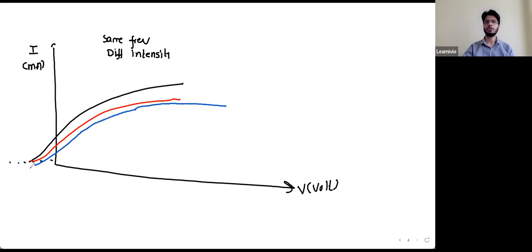For all 3, your stopping potential is the same. Stopping potential is not changing. The frequency is same, only intensity changes. This is for the first intensity I1. This is for the second intensity I2. This is for the third intensity I3. Here saturation is maximum. So we'll say that I3 is greater than I2, which is greater than I1. The same frequency and different intensities.